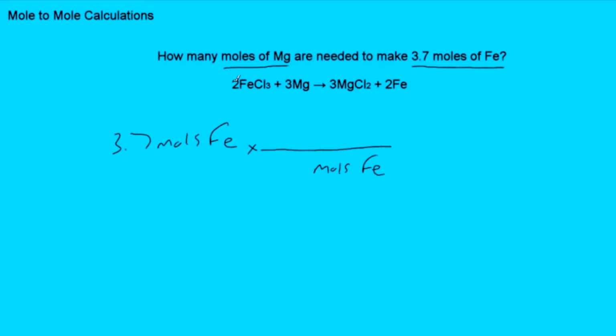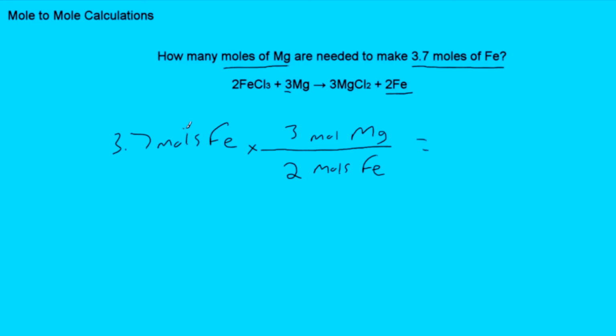We're going to use our formula. Where's iron? It's all by itself. Don't try to use this one. This is iron chloride. This is just asking about iron, so we're using this. How many moles of magnesium? Here's the magnesium. There's more magnesium here, but this is just asking about the magnesium that's all by itself. So this 3 is going to go here.